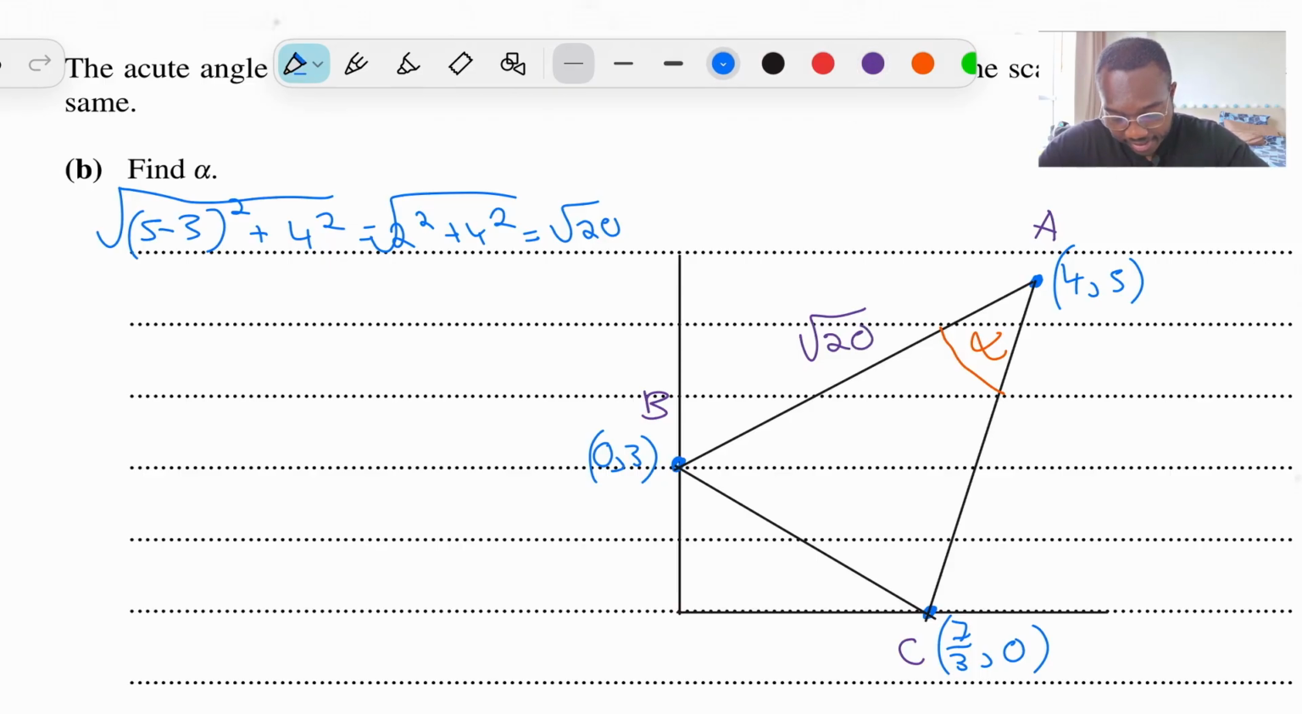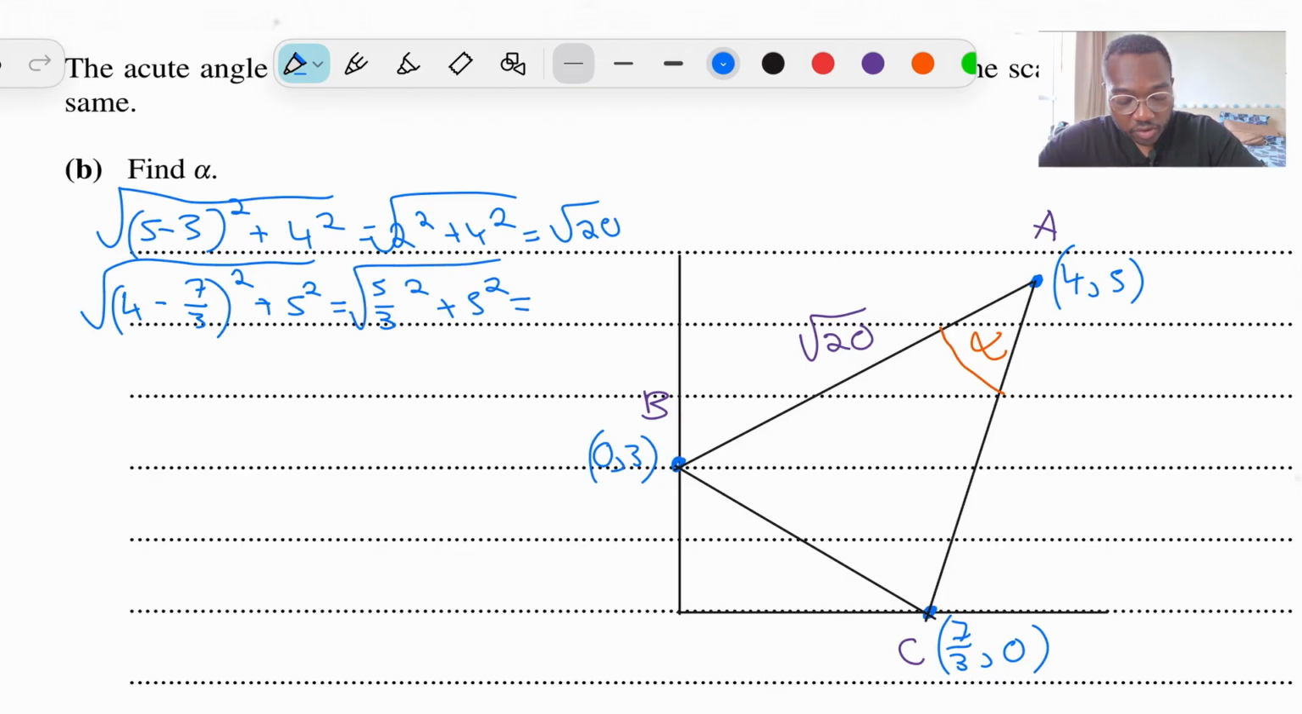So let's do A and C now. If you do A and C, you get 4 minus 7 over 3, all squared, and then just 5 squared. So that would be 5 over 3 squared plus 5 squared, all squared. If you do that, you get 5 root 10 over 3. So you know this length is 5 root 10 over 3.